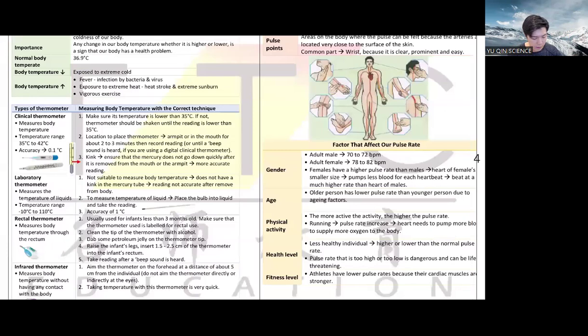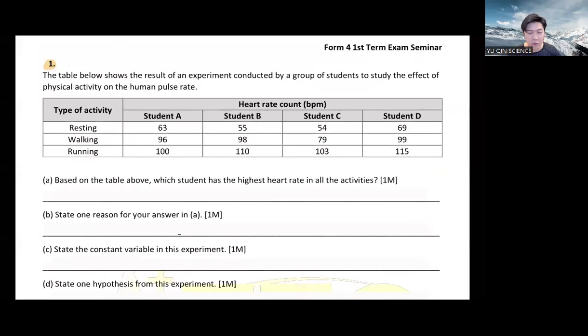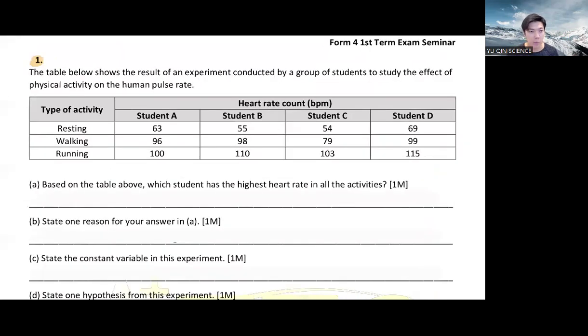Okay, we go for pulse rate first, then body temperature. This is the only experiment you have for your first four chapters. Chapter one, chapter two, chapter three, you have the pulse rate experiment. Then chapter four, you don't have an experiment. So if your upcoming exam syllabus is just 1, 2, 3, 4, you have only one experiment to do, which later I'll show you how.